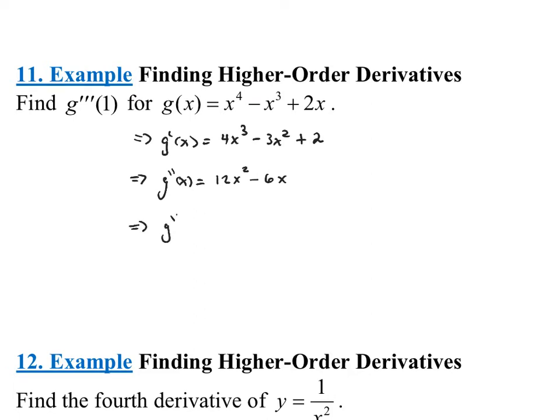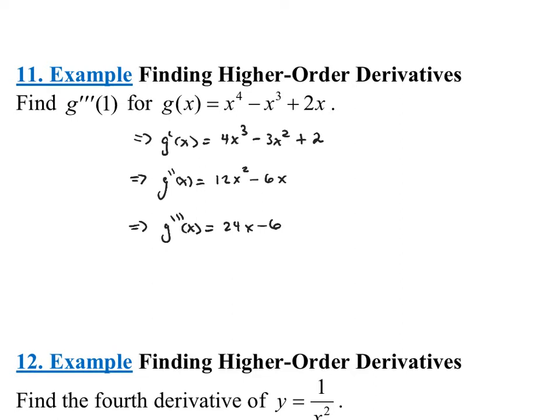We move on to the third derivative. The derivative of 12x squared is 12 times the derivative of x squared, which is 2x. And 12 times 2x would be 24x. Minus 6 times the derivative of x, which is 1. Minus 6 times 1 would be a minus 6. So our third derivative is 24x minus 6.